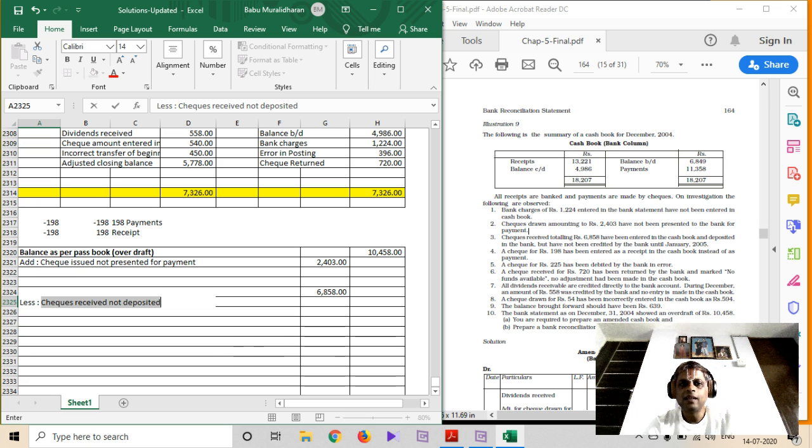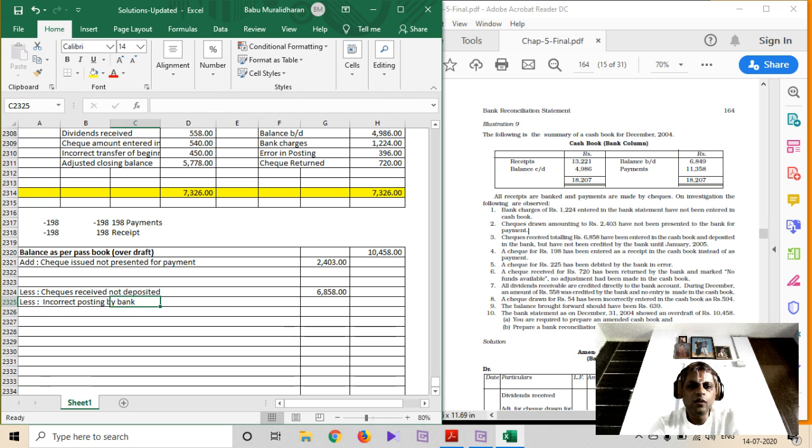Then we also have: less, the bank has additionally debited us with 225 rupees, right? Bank error, rectification, incorrect posting by bank. We don't have to do anything in the books; the bank has to reverse it, right? Once that reversal happens, the overdraft balance will come down as per the bank passbook as well, right? So 225.